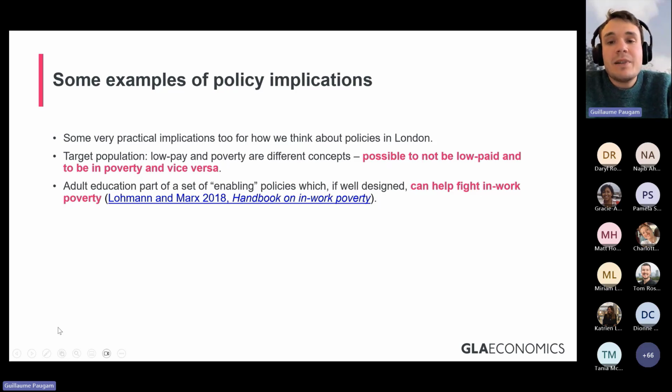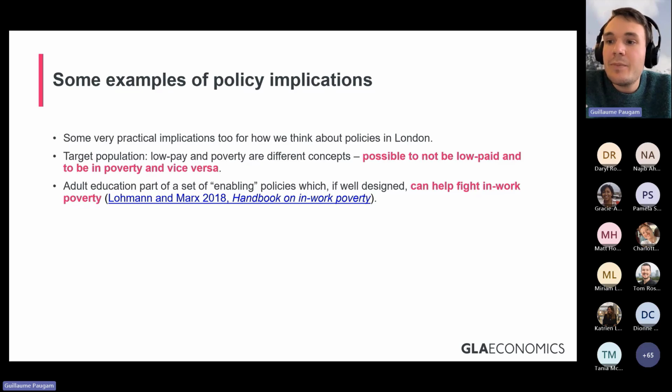There are many examples of policy implications to finish with. I just wanted to mention two that are very practical. The first one, very important, is that often when we design a program or policy intervention to help precarious people, we may think that we need, for instance, to help with low pay, to help with pay progression. I just wanted to flag here that low pay and poverty are very different concepts. It is very possible to be low paid and not be in poverty, because poverty is a household concept.